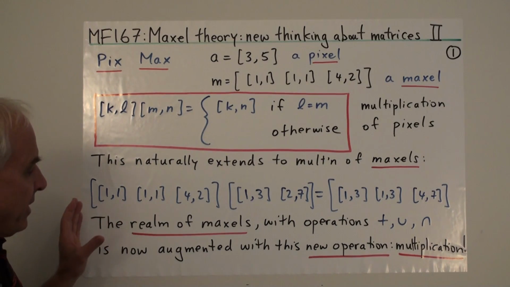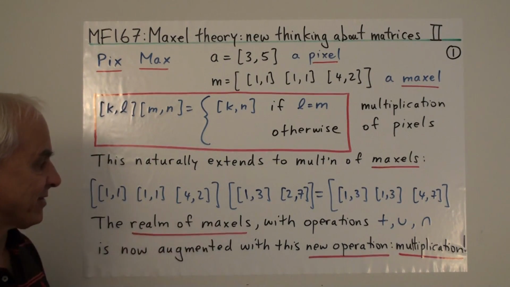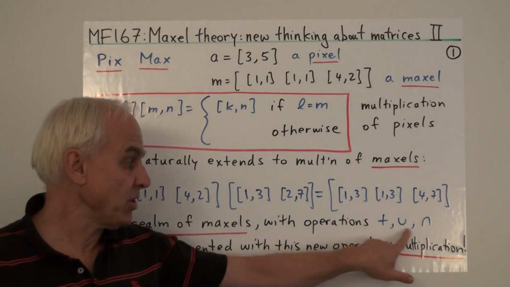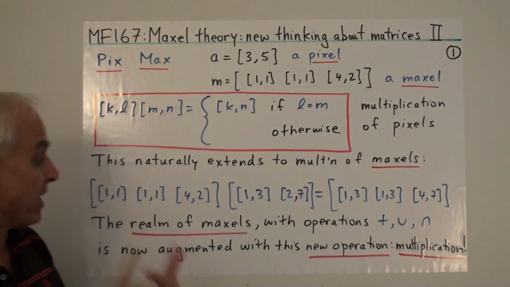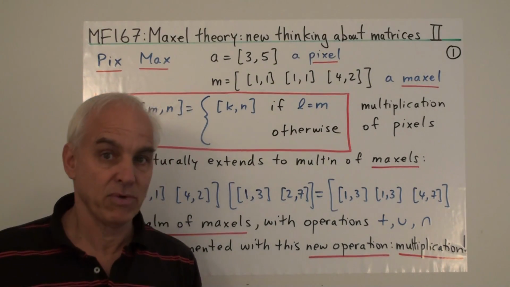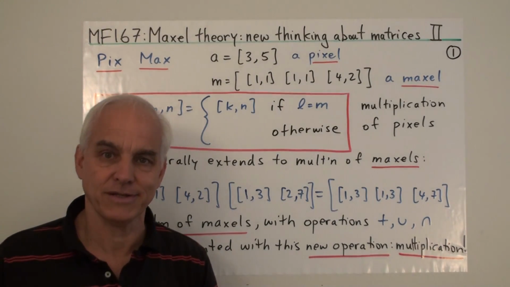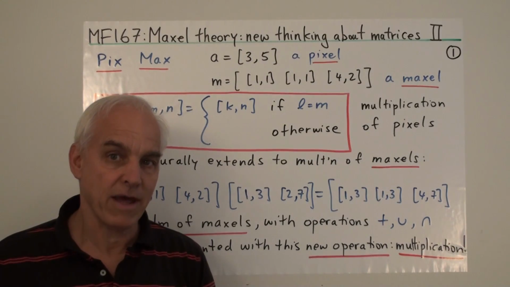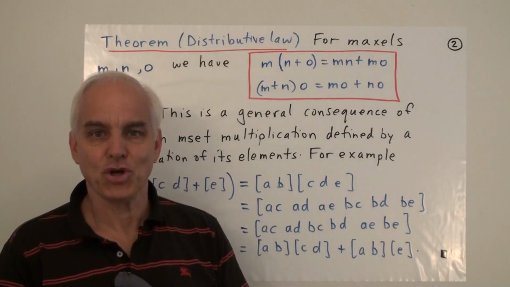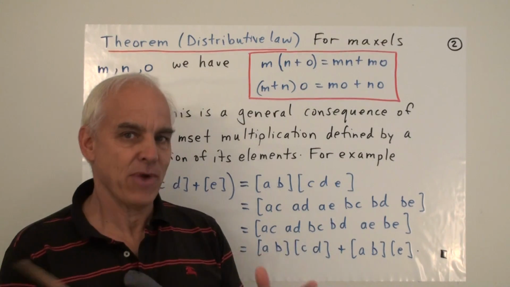So we get then a very interesting and rich structure. This realm of maxels that we talked about last time with the operations of addition, union, and intersection is now augmented with this new operation of multiplication, which gives it a very rich structure which has huge amounts of implications and applications to mathematics. So in today's video we want to establish some additional aspects and notation centered around this multiplication of maxels.